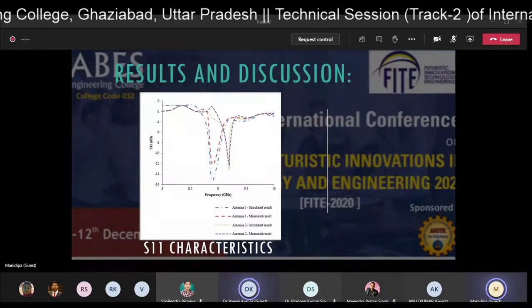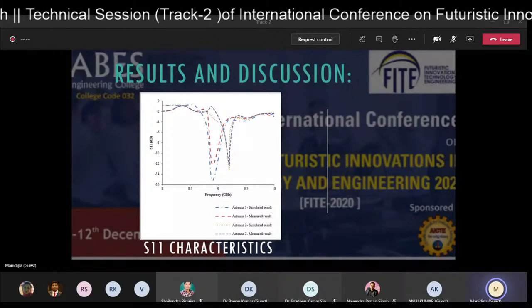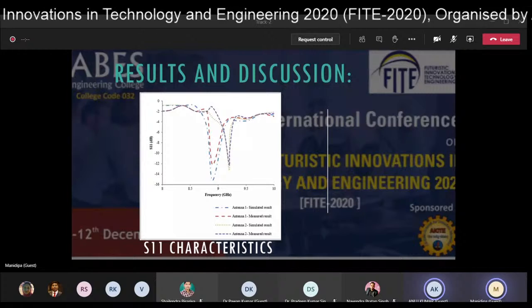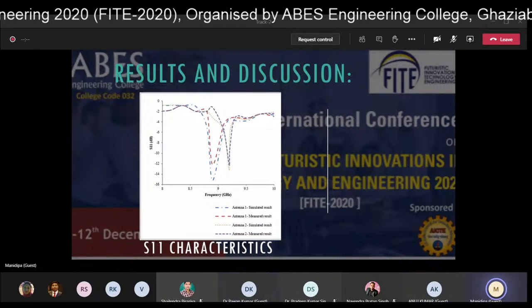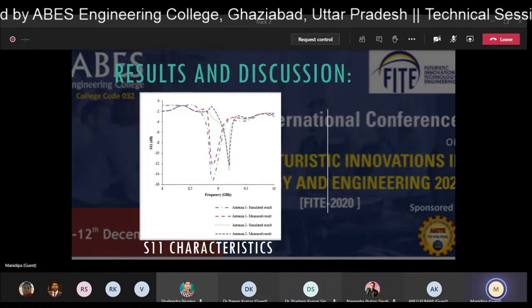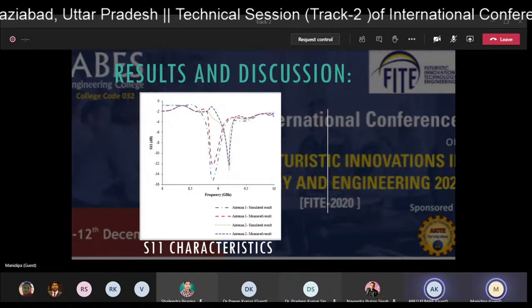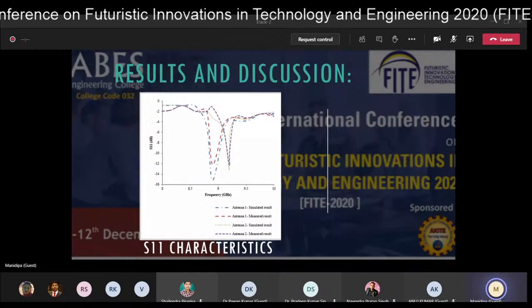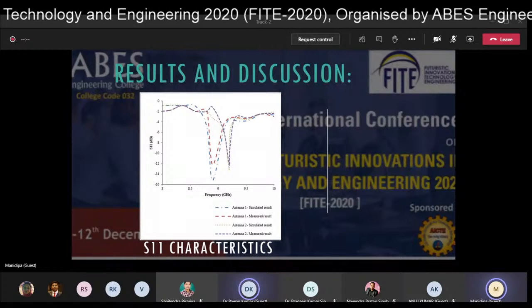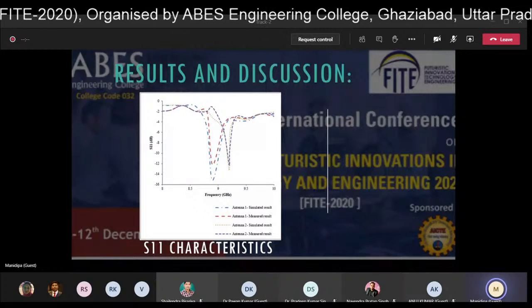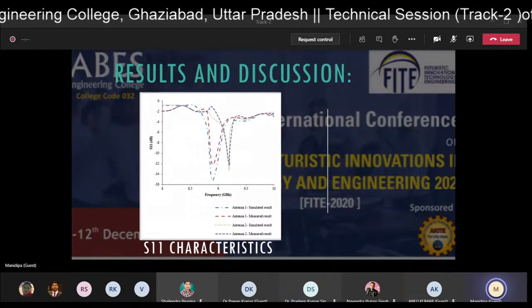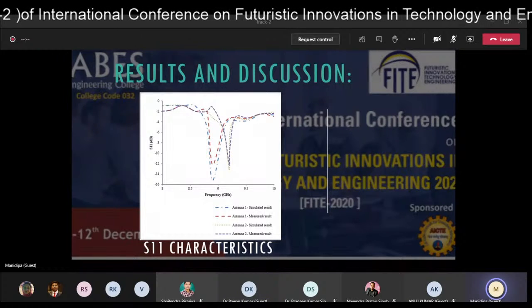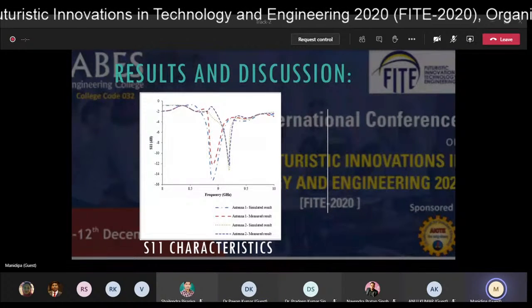In that, S11 return loss characteristics are plotted for both the antennas, and for both the antennas the experimental results and the simulated results are in good compliance. At around 8.9 gigahertz and 9.2 gigahertz, the two different antennas are resonating. The first antenna has an axial ratio bandwidth of around 200 megahertz, and the second one has an axial ratio bandwidth of around 130 megahertz.